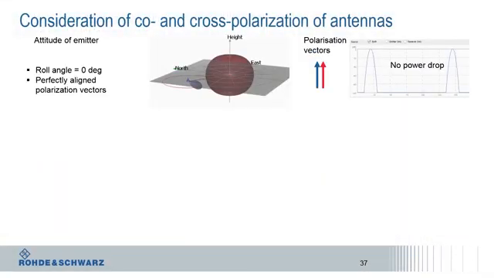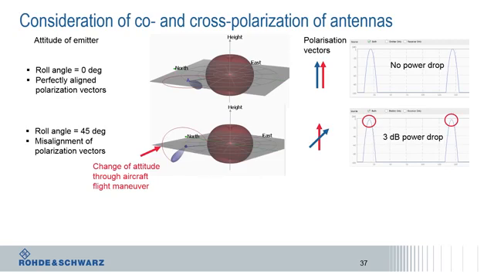The first part of the slide shows a perfect alignment of the receiving and transmitting antenna. So both polarization vectors are vertical. You do not see any power drop because both antennas are perfectly aligned. Now let's assume one of the antennas has a roll angle of 45 degrees, which leads to an antenna mispointing. In this case, the change of the attitude through the aircraft flight maneuver, maybe, will lead to a power drop in the receiver, in this case of around 3 dB.